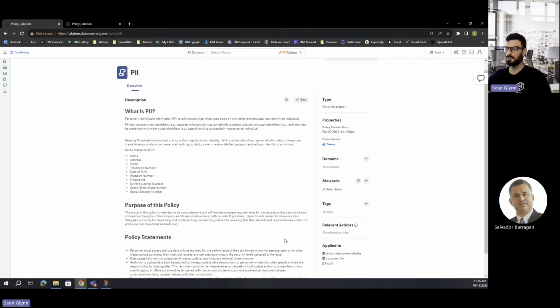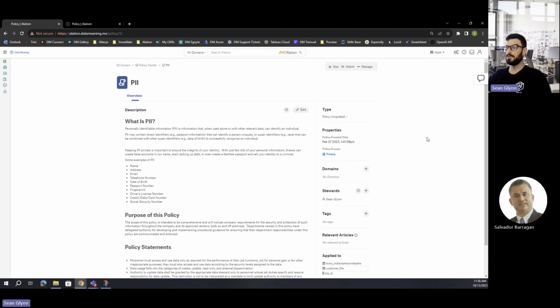Speaking of those objects, down here in the bottom right corner, this is a great way to get a sense of what all of the objects are that this policy is currently being applied to. These are all hyperlinked for you to quickly jump to those if you're looking to browse for a particular object there.